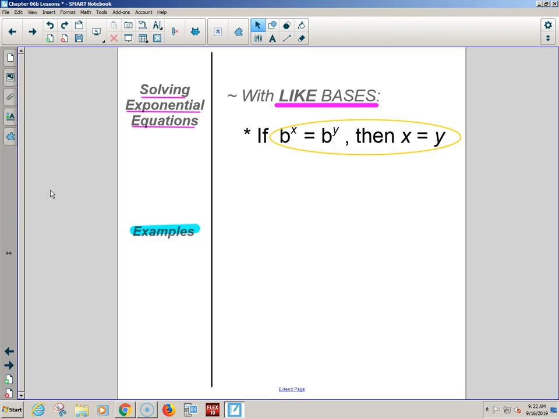So if I was to give you an example, like 3 to the 2x equals 3 to the x plus 3. If I was to give you an equation, now it looks horrible, it looks horrendous, except what did I just say we get to do with like bases?